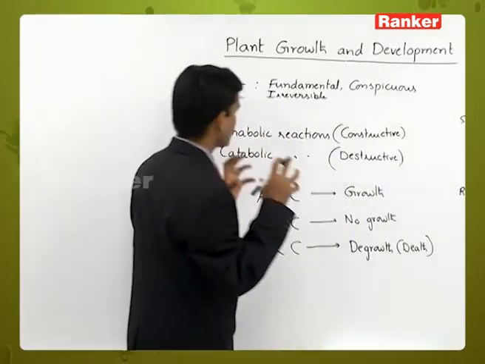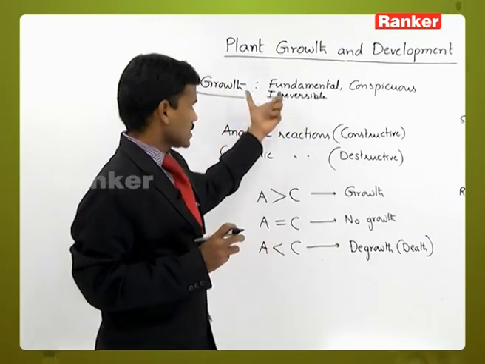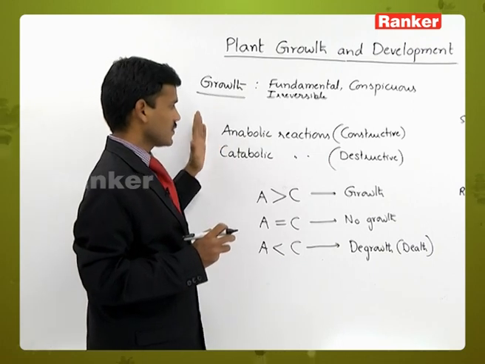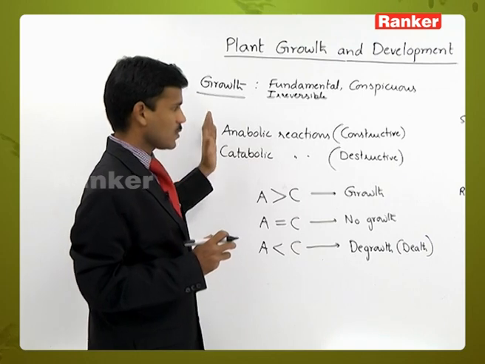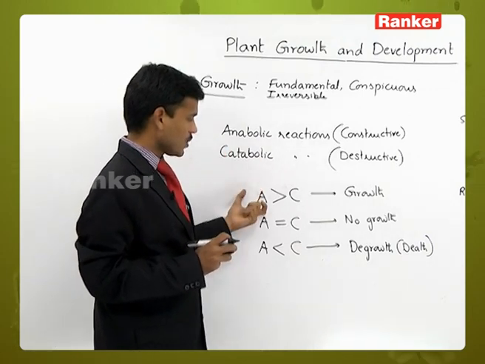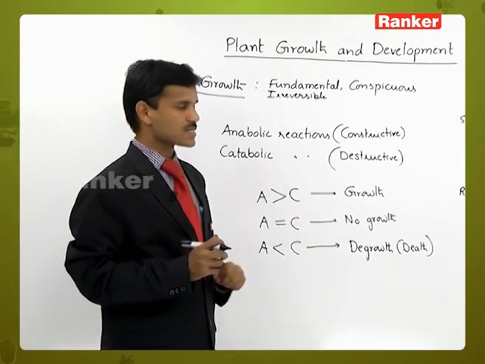So growth is an irreversible action. For growth, cell division is compulsory. After the cell division, within the cell or the protoplasm, a number of reactions take place, anabolic and catabolic reactions. Only if anabolic reactions are more than catabolic reactions does growth occur.